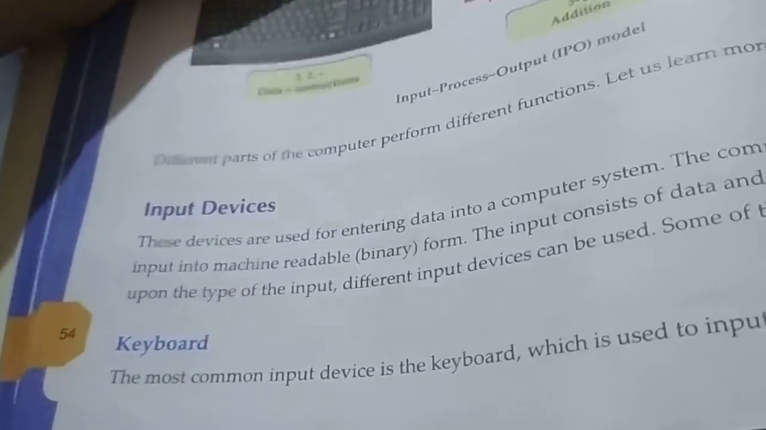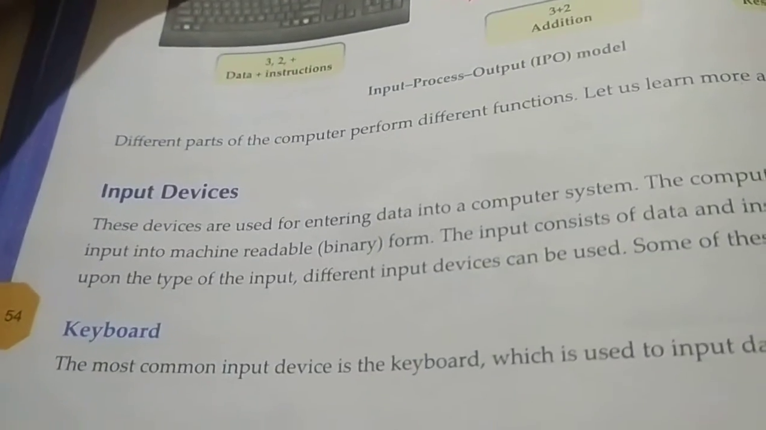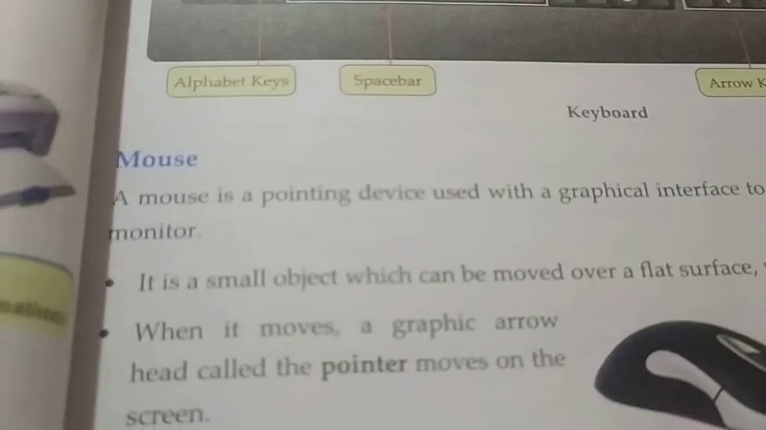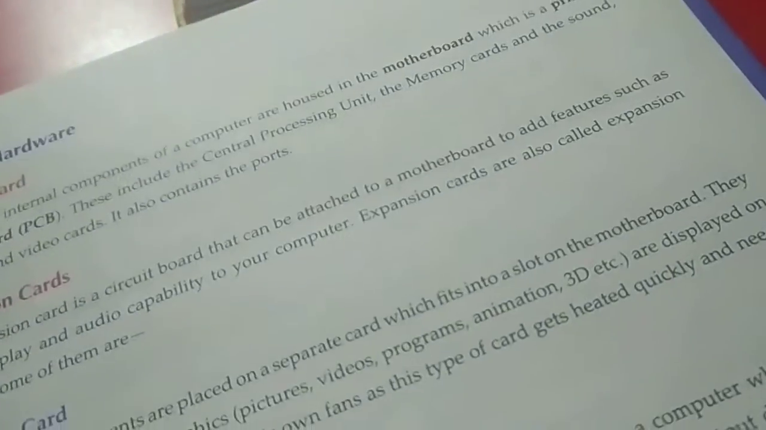Now we will discuss the input devices. First is keyboard. Second is mouse. Third is CPU. Is called an input device.